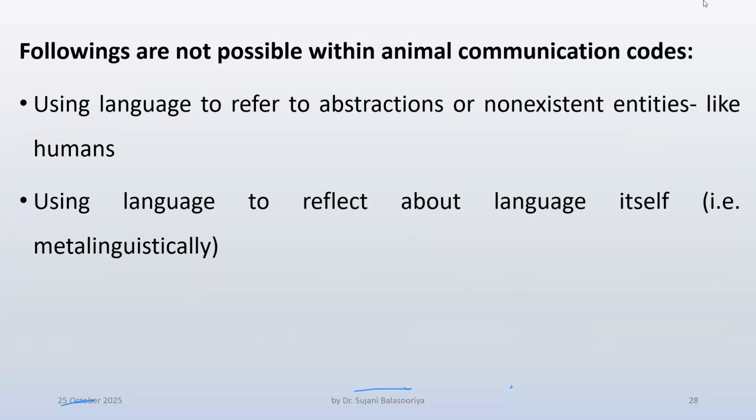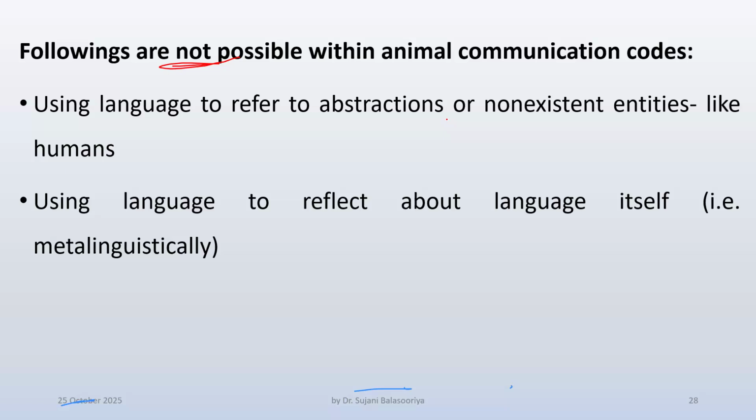This is another set of properties of animal communication codes. The following are not possible within animal communication codes. One is using language to refer to abstractions or non-existent entities. Right? Animals can't do these things with their languages. They can't use language to refer to abstractions, meaning abstract things. For example, happiness. Happiness is a noun, no? We can use the noun happiness, but can you see it? Can you physically touch it or sense it? No. Happiness is an intangible noun. It's not tangible. It's an abstraction.